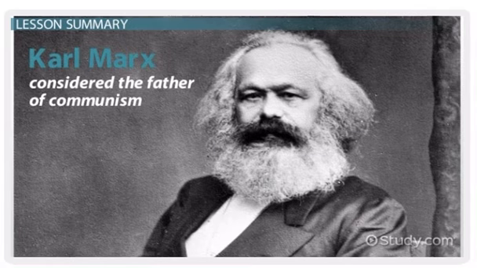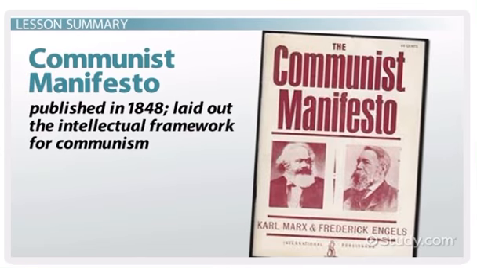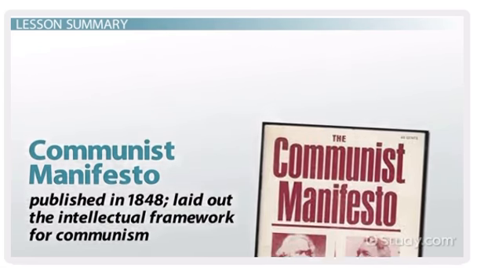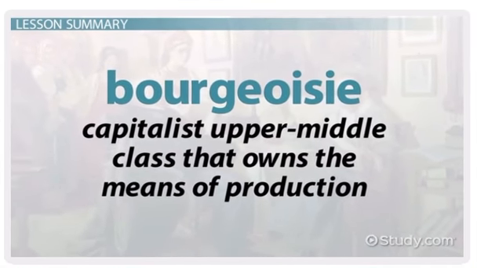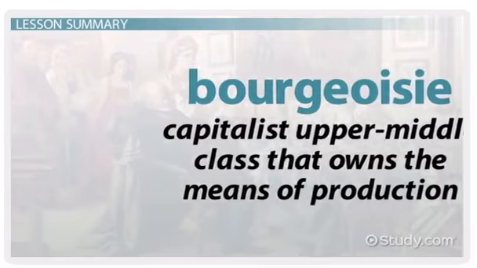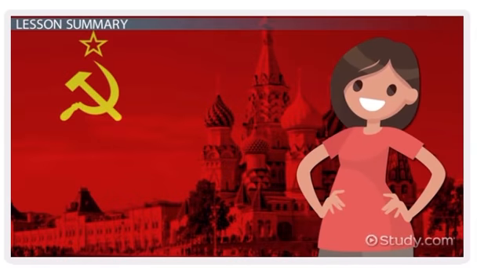The communist philosophy of Karl Marx, the father of communism, and co-author with Friedrich Engels of the Communist Manifesto, published in 1848, laid out the intellectual framework for communism. According to Marxist theory, the bourgeoisie are the capitalist upper middle class that owns the means of production and supervises the proletariat, the lower working class who labor for low wages. The class struggle between these groups led directly to the Russian Revolution of 1917.